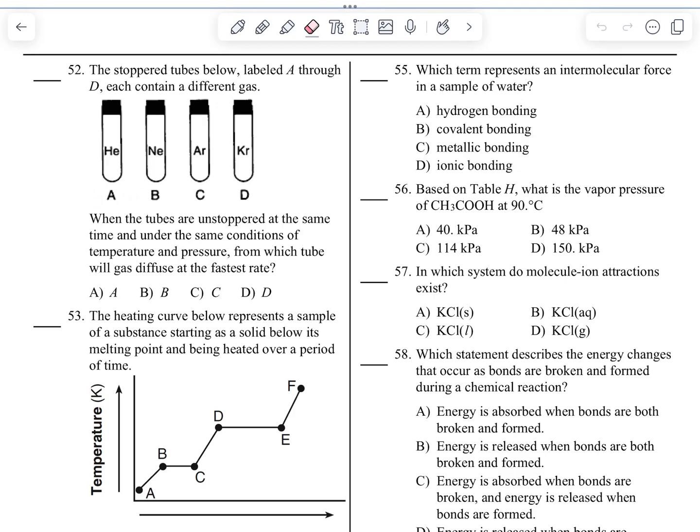Okay. So 51 was supposed to be a partial pressures question, but it was a little bit more than I wanted. So we're going to just go to 52.